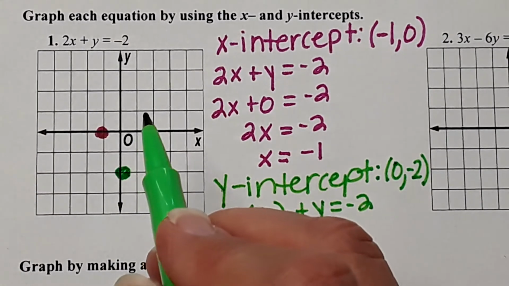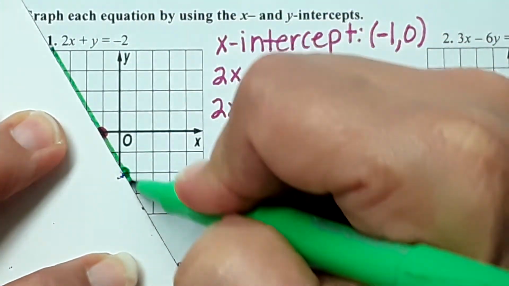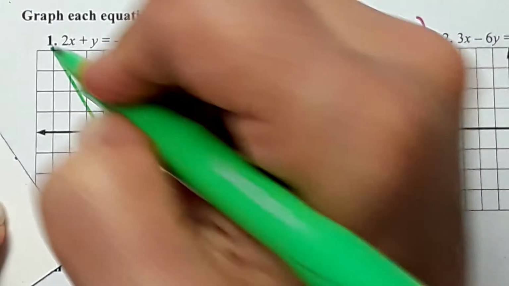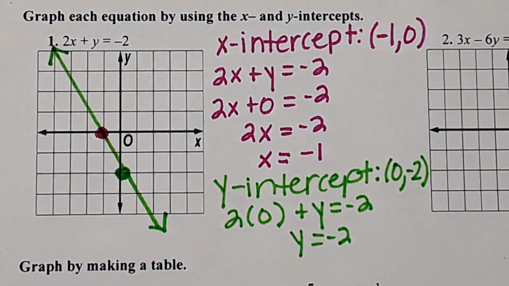And then I'm going to take those 2 points. And when you draw a line, you guys, this is really important. The line needs to go through the entire graph. You can't just stop at those 2 points. You have to go through the entire graph.